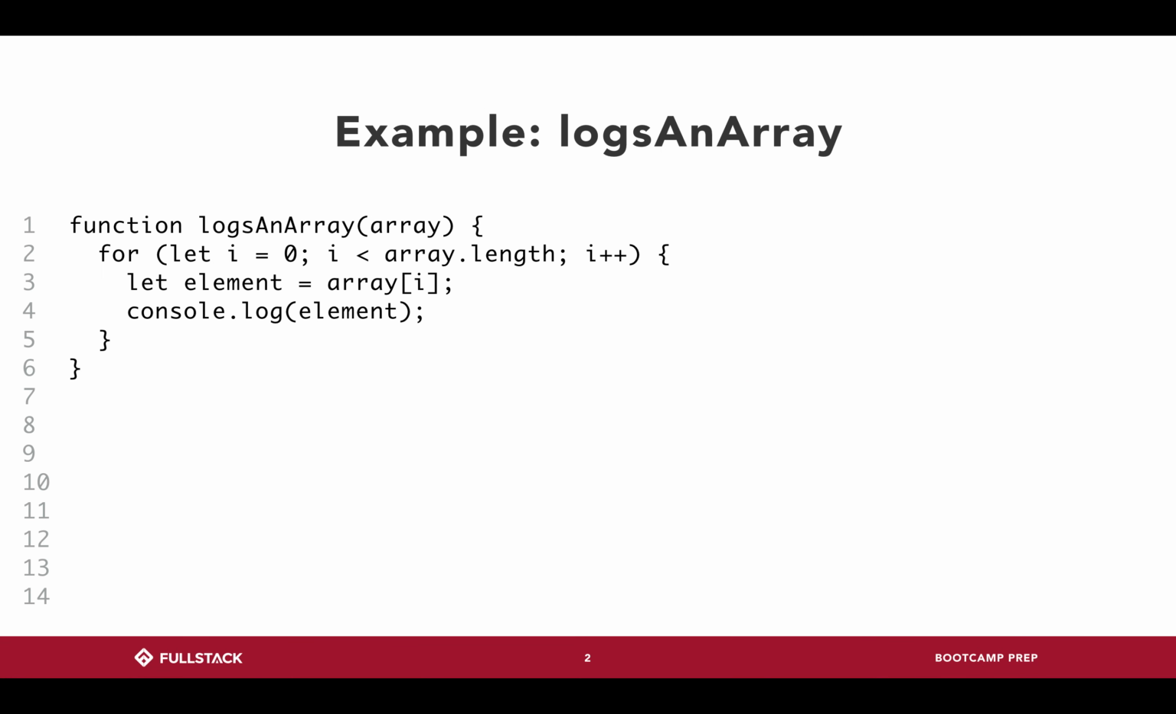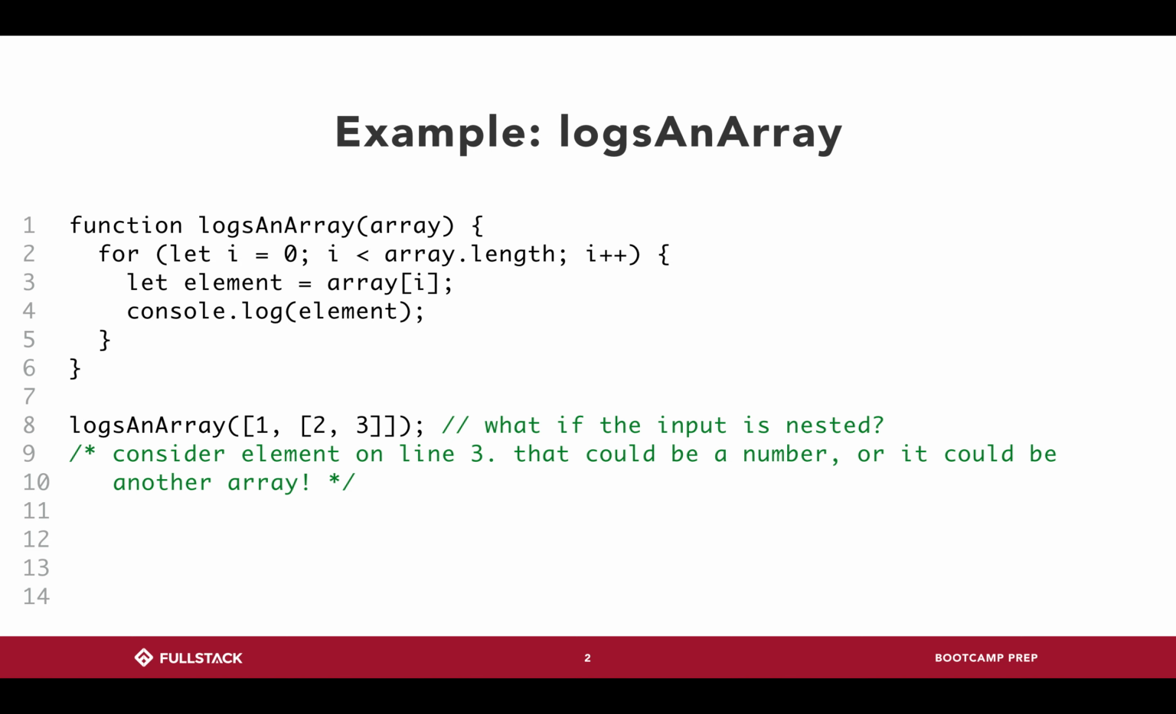With recursion on Thursday, we saw something that was able to replace a traditional for loop, right? So here I have a function called logs an array, and all it holds is a traditional for loop that goes through an array and prints out each element of the array. Very standard.